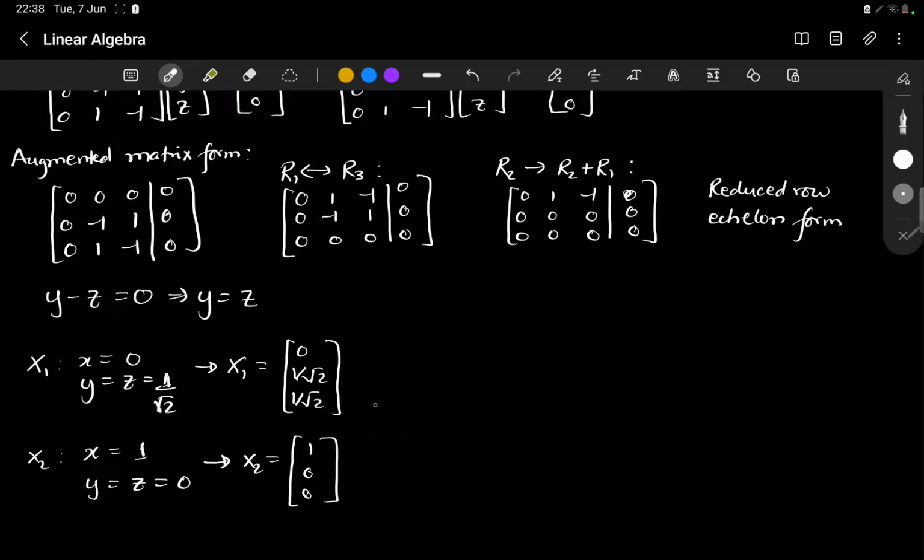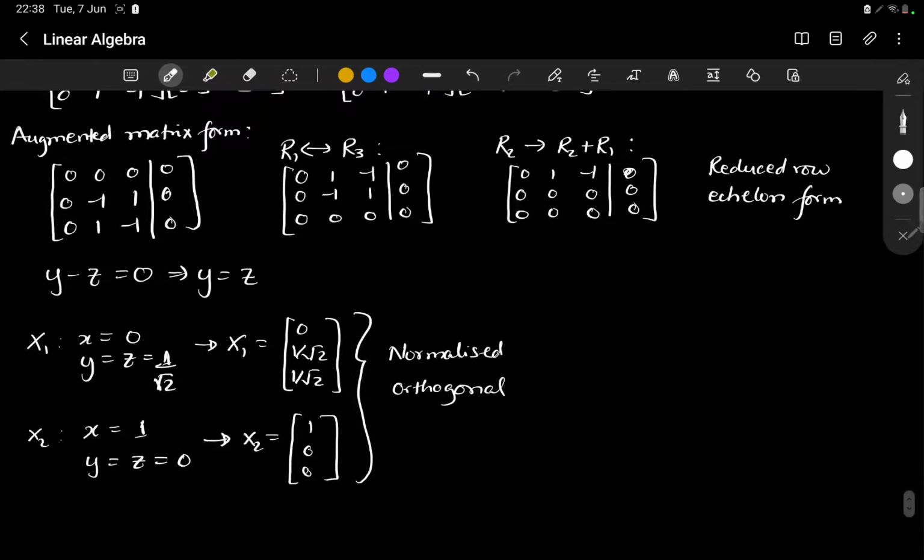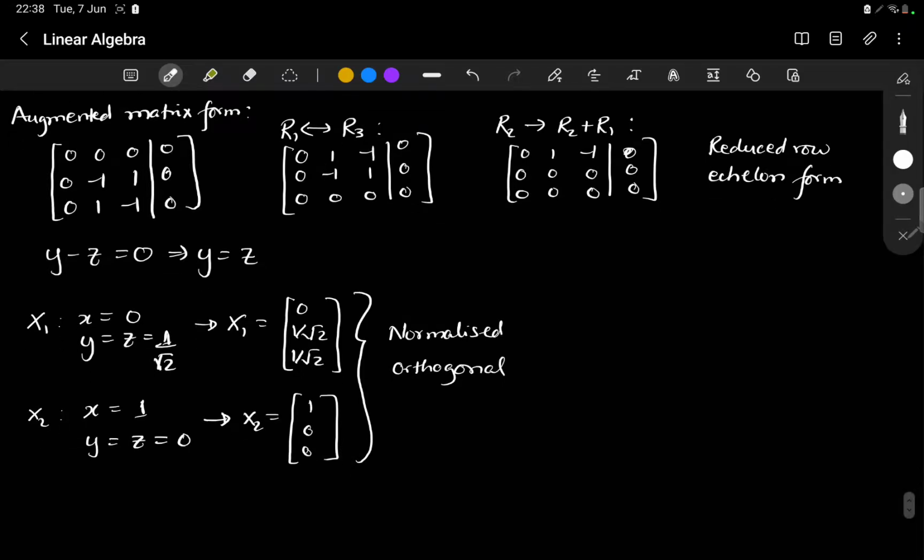So notice that these eigenvectors are normalized as well as they are orthogonal to each other. So typically we would want normalized and orthogonal eigenvectors, and the eigenvectors should be distinct. They should not be scalar multiples of each other.